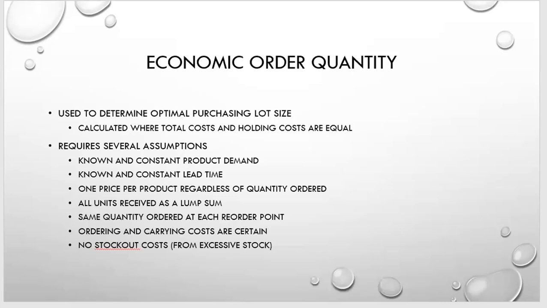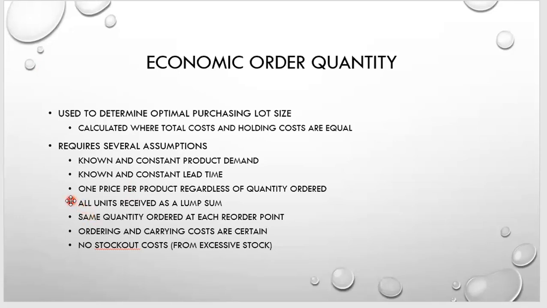Now you've got one price per product regardless of the quantity ordered. This is important because I think we've already had a problem where there were different levels of pricing. It was in one of your self-examinations, where it gave a different price based upon the quantity ordered. Once again, there are models that will take this into consideration, and they're very complex, and they're usually software-based. But for the sake of learning EOQ, we're going to assume there's one price per product, regardless of the quantity ordered. And all units are received all at once.